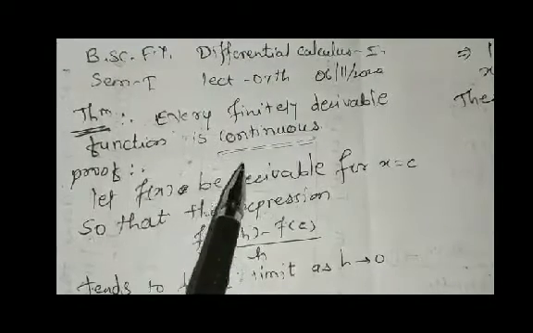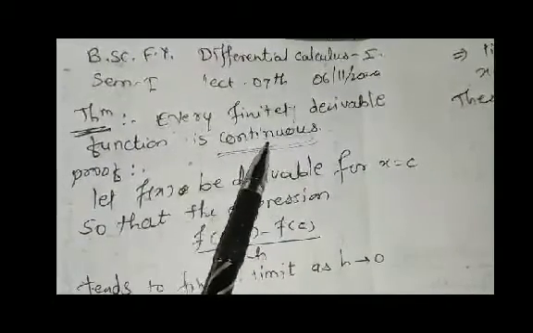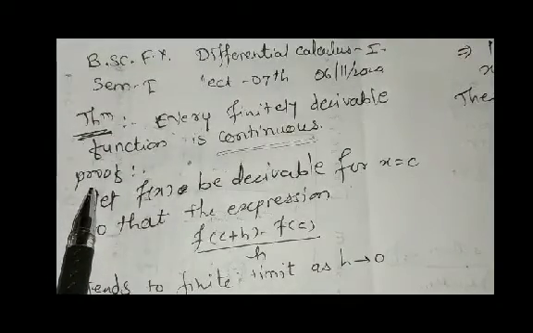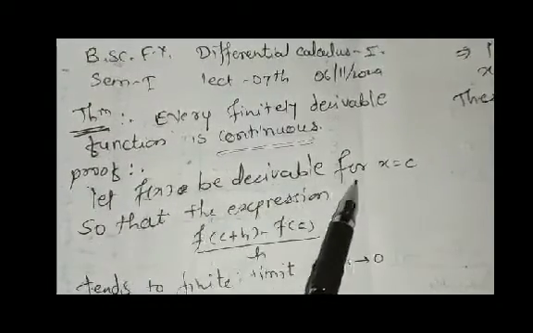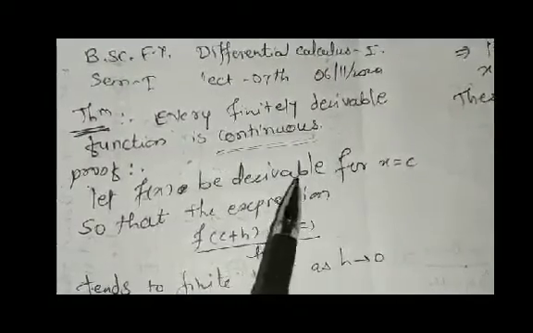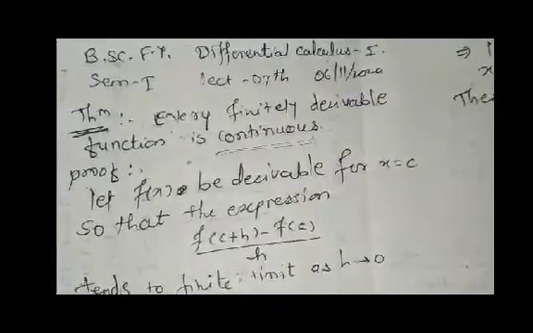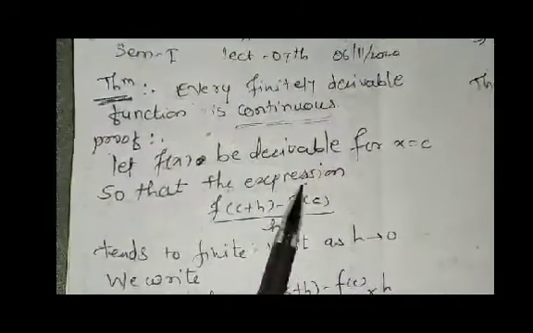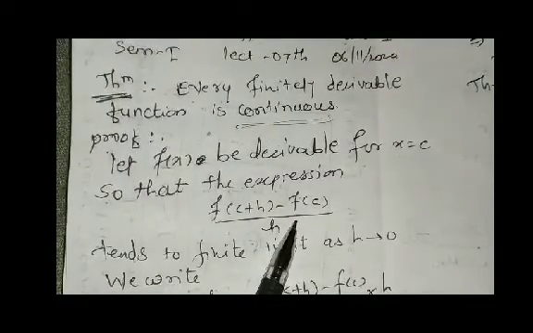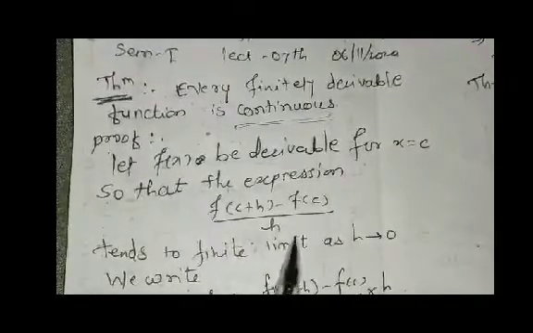It is given that the function is derivable and we have to show that the function is continuous. Let us start the proof. Let f of x be derivable at x equal to c. We assume that because it is given the function is derivable. So this expression must exist, and this condition must be satisfied.